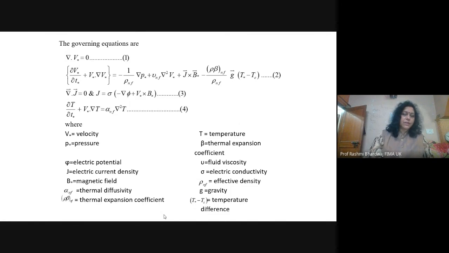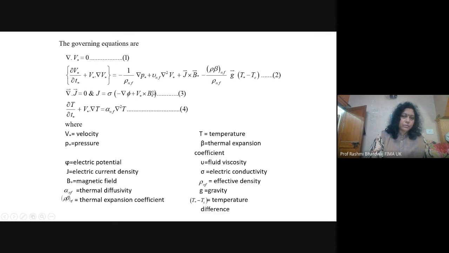And this is the governing equation, which is based on the equation of continuity, the equation of pressure, and the equation of temperature. The important one is the third equation, and the second one is the main important component, which shows the magnetic field.